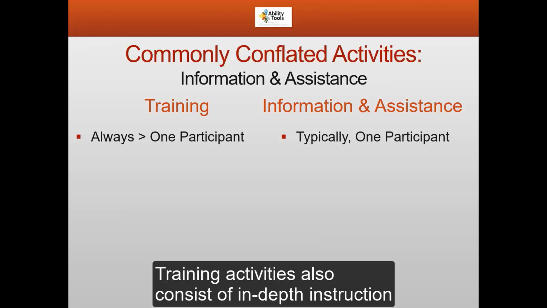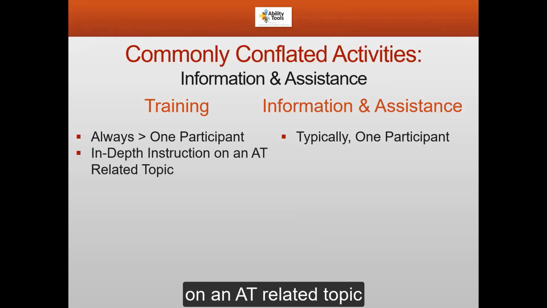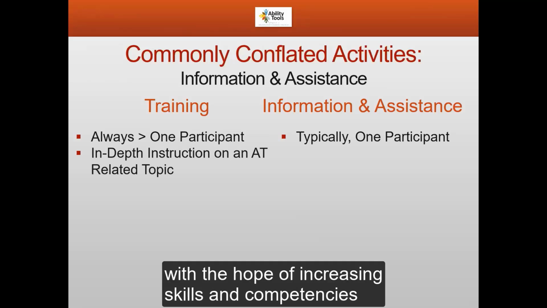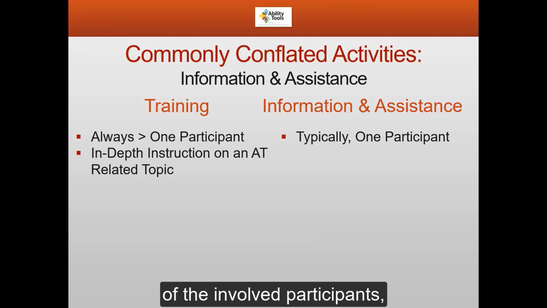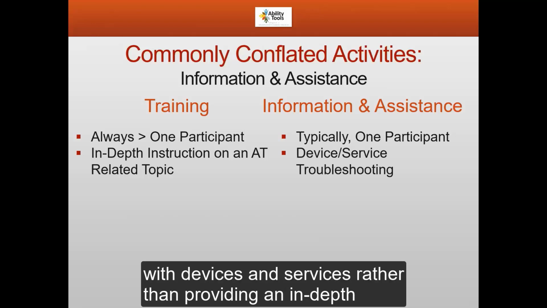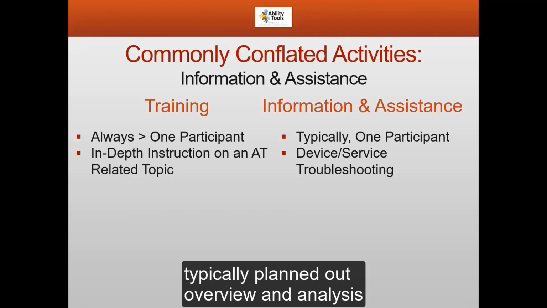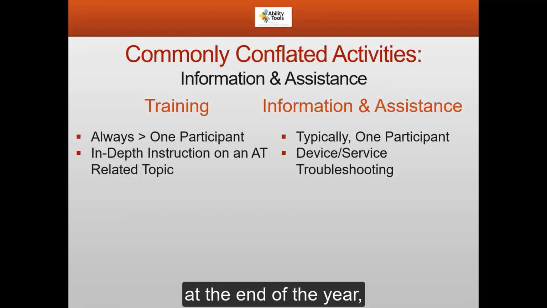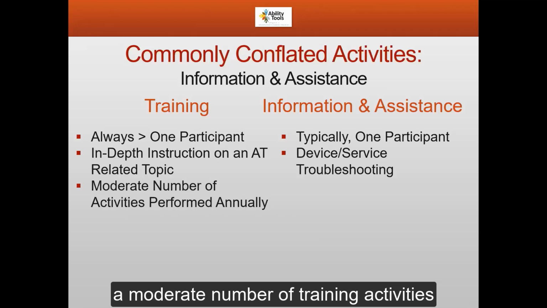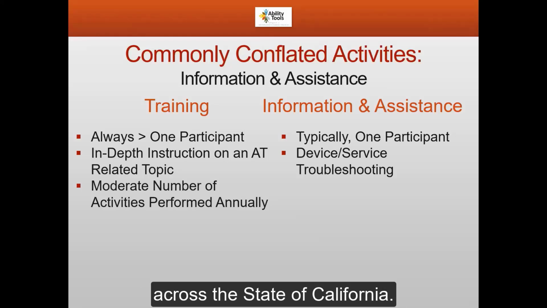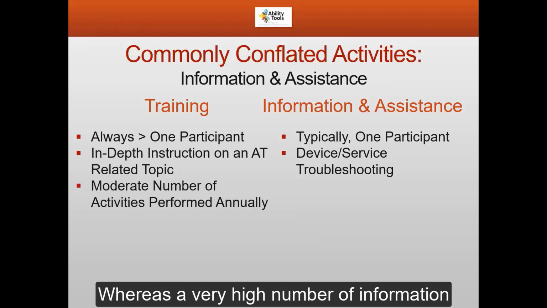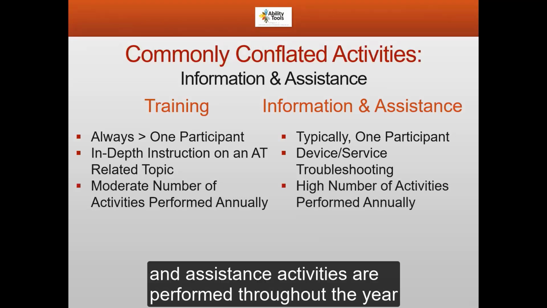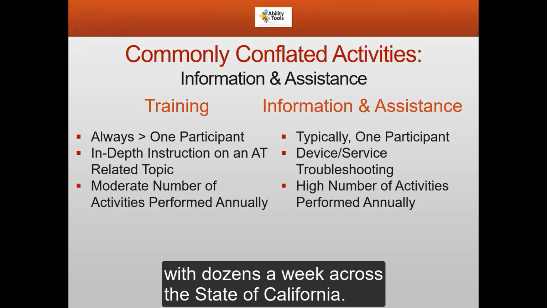Training activities also consist of in-depth instruction on an AT-related topic, with the hope of increasing skills and competencies of the involved participants. Whereas information and assistance activities consist of interactions where you're troubleshooting challenges with devices and services, rather than providing an in-depth, typically planned out overview and analysis of an AT-related topic. Also, if you look at what gets reported at the end of the year, a moderate number of training activities are performed throughout the year, around a couple a month across the state of California, whereas a very high number of information and assistance activities are performed, with dozens a week across the state of California.